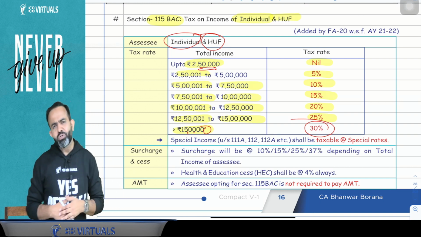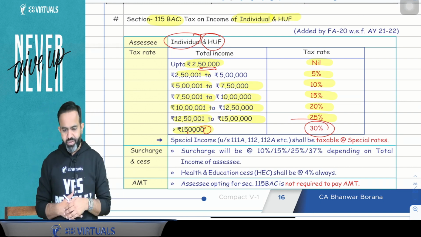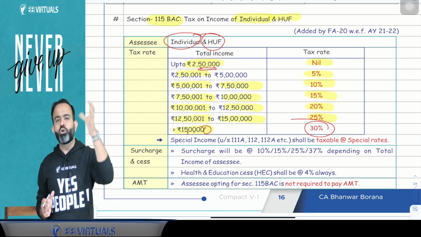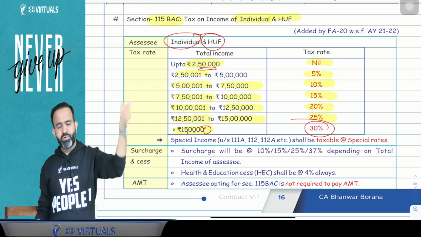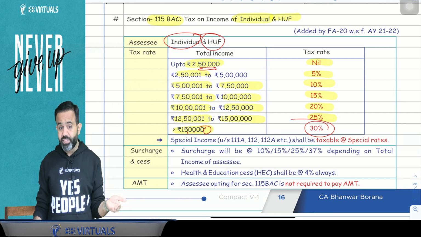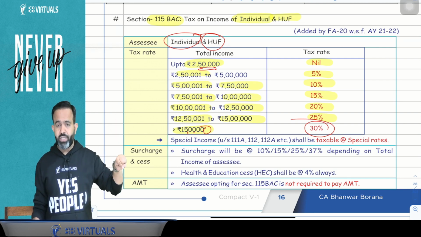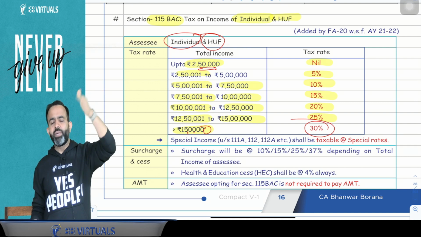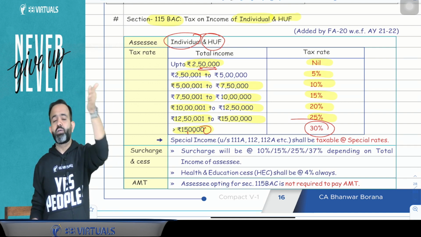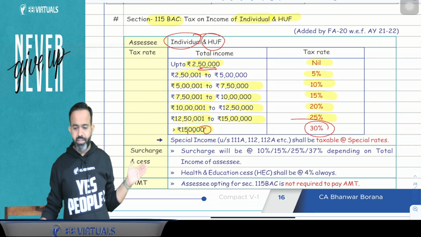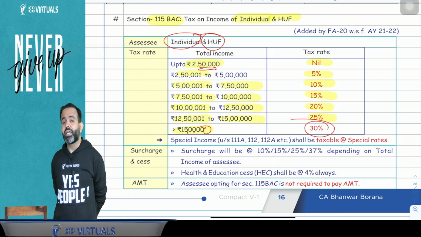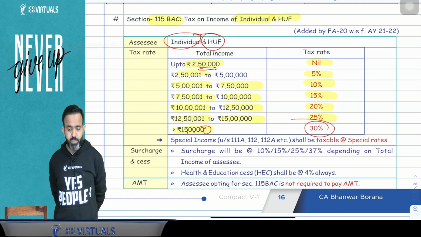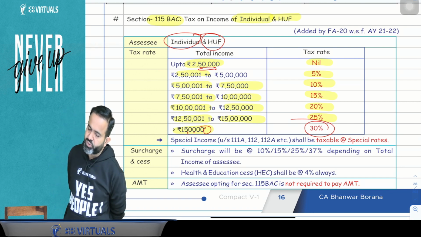Yes. Now the question is, what about the surcharge, sir? The surcharge will be applicable as a normal surcharge. Like if income is more than 50 lakh, then 10%, more than 1 crore, then 15%, 25%, 37%. Here there is no fixed surcharge. In the last two sections, 115BAA and 115BAB, you know that there was a fixed 10% surcharge, but here there is no fixed surcharge; it depends on the total income. Special rates of income will be taxable as per the special rates only.